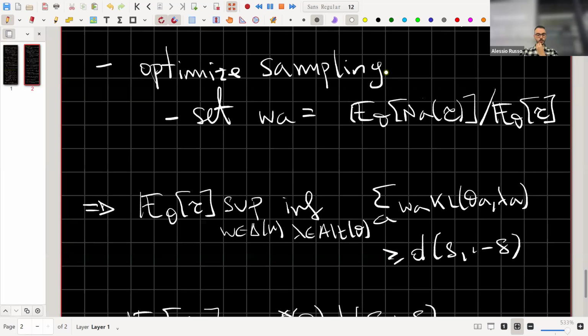So we have the optimization over the alternative models. We find the worst, but now we can also optimize the sampling rule because here it is WA. If you think of it, it's the sampling ratio of arm A. So it's the average number of times we selected arm A. So we can optimize this W over the simplex over K.